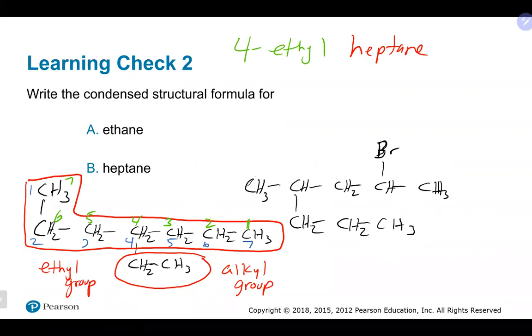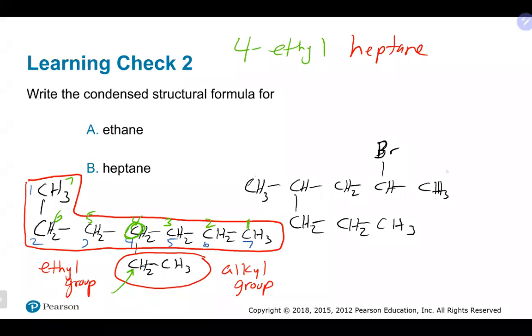It will always be an alkyl group if it's just a carbon containing group. And it will be based off of those first 10 alkanes, drop the last part of it, and add YL to the end of it. It's 4-ethyl because that is the carbon at which this group is attached. And in this case, it doesn't matter which way you number it. It ends up at carbon number 4, either direction. Other questions?